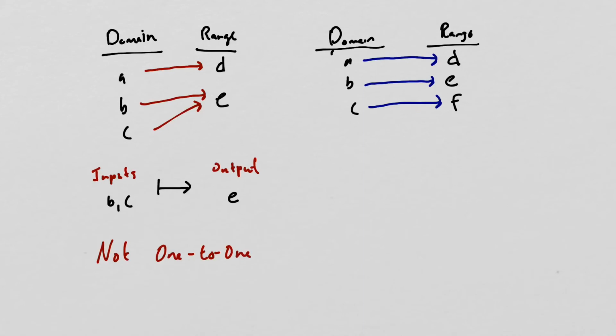On the other hand over here, each input is assigned to a unique output. And this is an example of a one-to-one function. A one-to-one function is just a function where for each input we send it to a unique output.